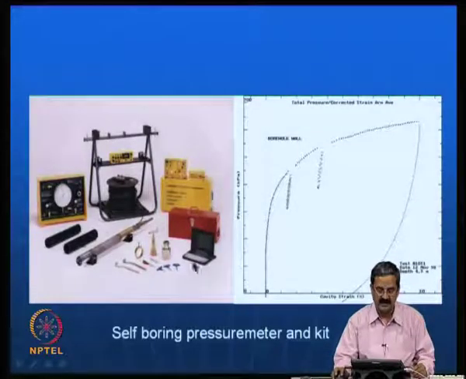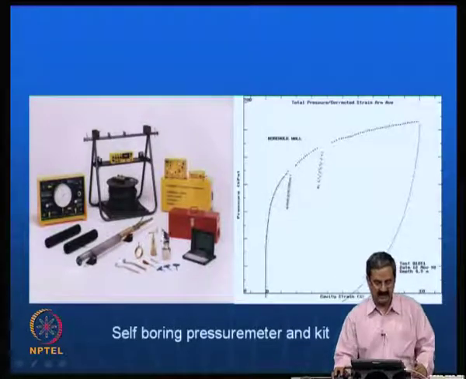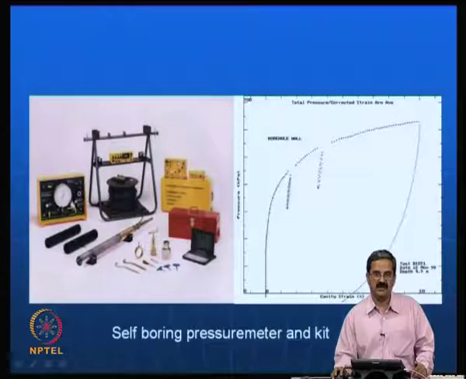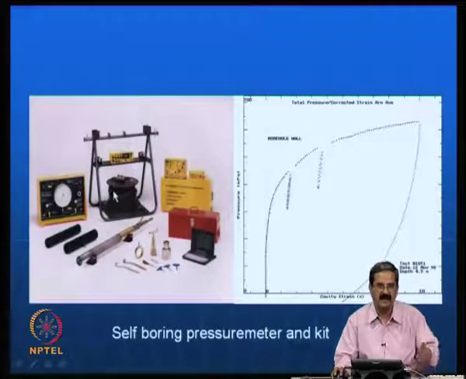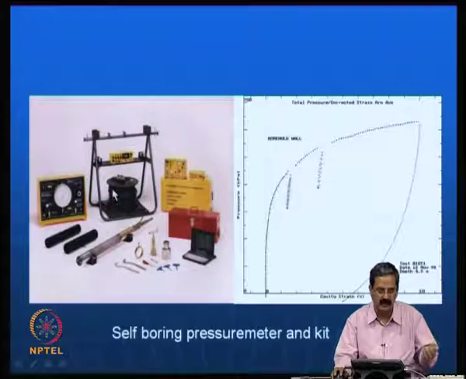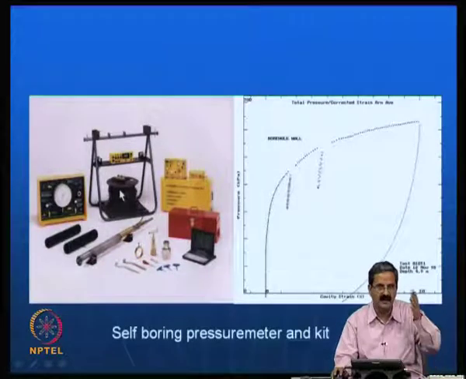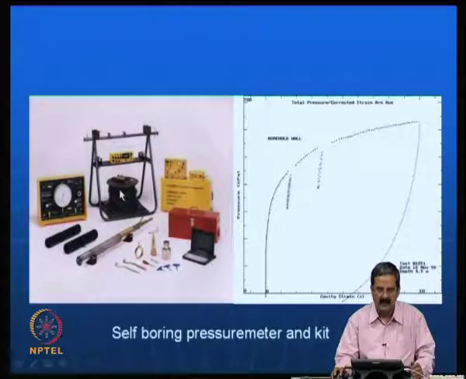That is what I just mentioned. This is a self boring pressure meter kit, this is that particular material, and this is a gauge, and this is a system, and all of these are extensions. You can go up to 10, 20, 30 meters quite comfortably, and you will get a nice profile of its properties.